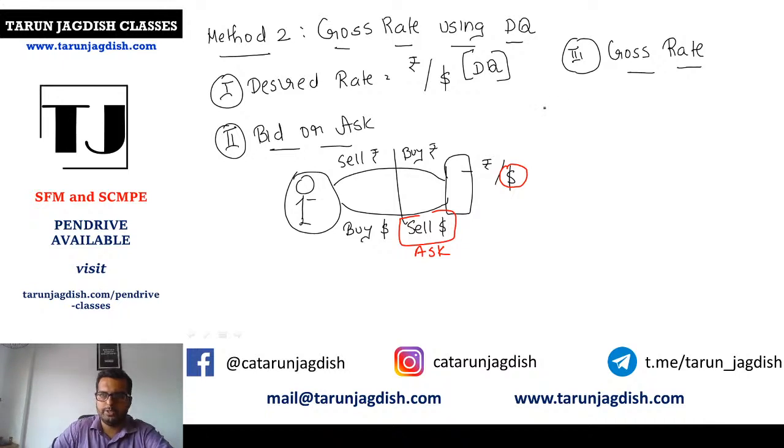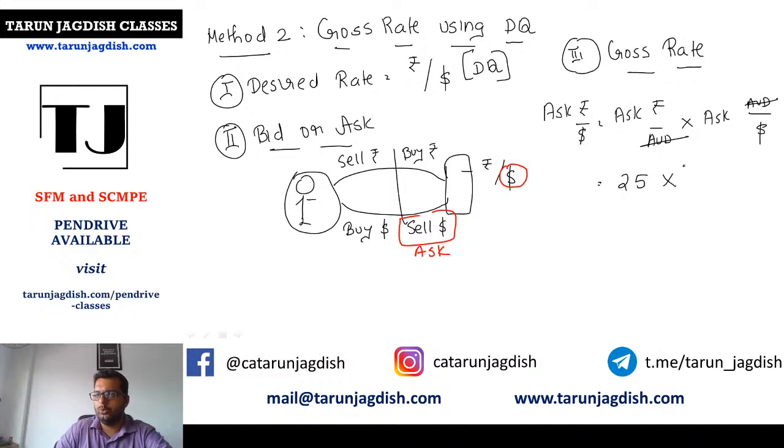Okay. So the equation over here will be ask rupee per dollar is equal to ask rupee bar AUD into ask AUD bar US dollar. Alright. So what I'll do is I'll cancel AUD and AUD. I will get rupee per dollar. How much is ask rupee per AUD that I have? 25 into AUD bar dollar is how much? 2. So I'll get the answer as how much? 50 rupees per dollar. Then I will write down step number 4, which is conclusion.